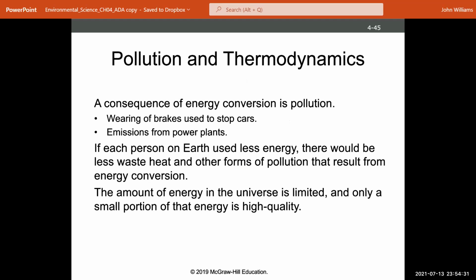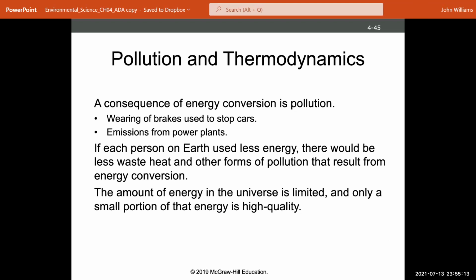The consequence of this energy conversion is pollution, unfortunately. So again, you get emissions from power plants that are converting this energy into electricity, and pollutants that are released from cars. And so, like we talked about in the last chapter, each person has to think about their individual contribution to their carbon footprint, how they're influencing the environment. And the amount of energy in the universe is limited, right? We can't create or destroy energy.